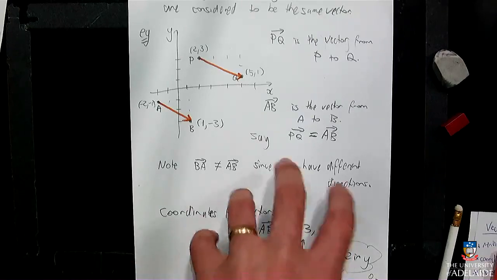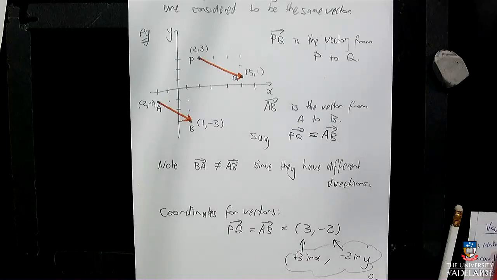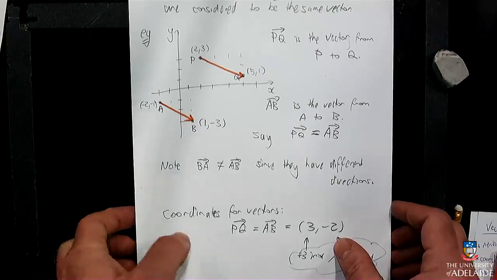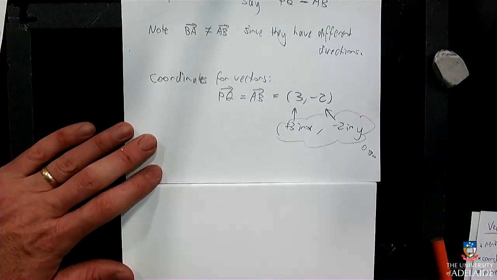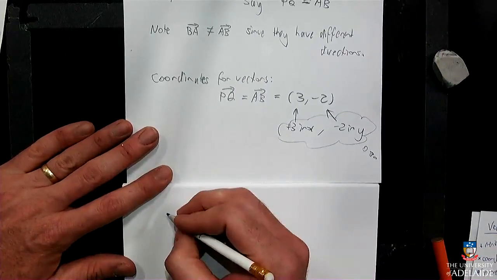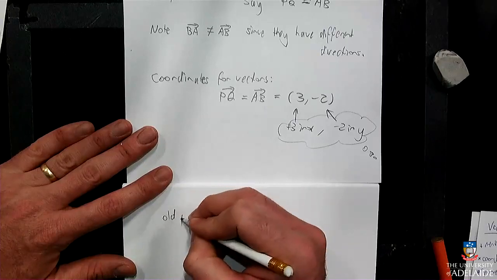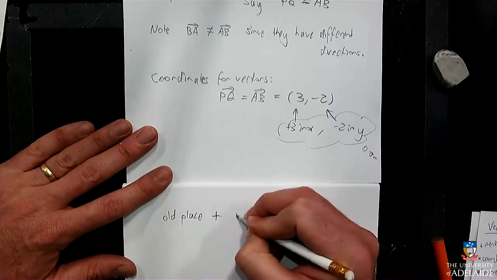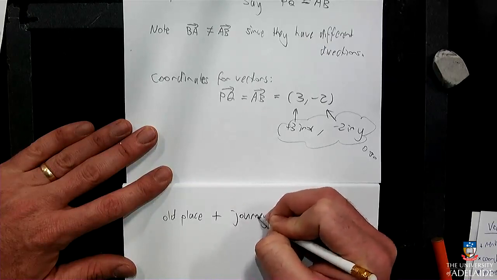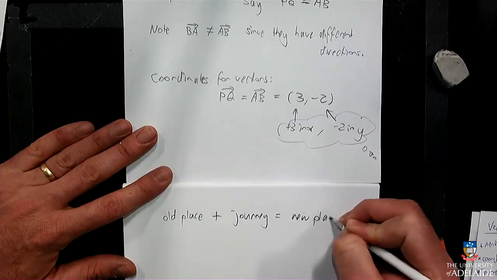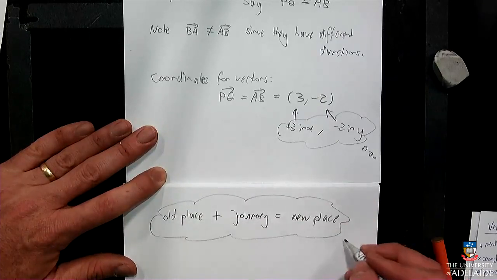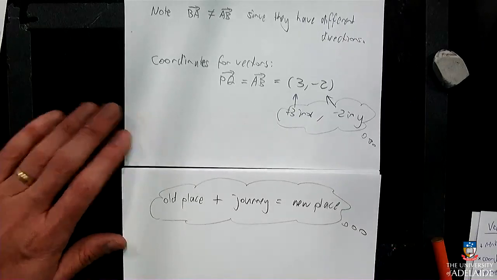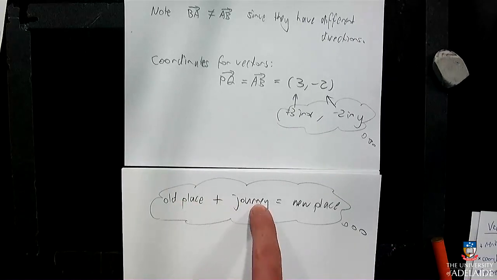And we're going to reuse that idea of subtraction to start creating some mathematical calculations that we can do with points and vectors. And the first mathematical calculation that we can do is this. So the old location, the old place, plus the journey is the new place. Okay, this is the thing that we're going to be thinking. So we are going to say that point plus vector is a new point.